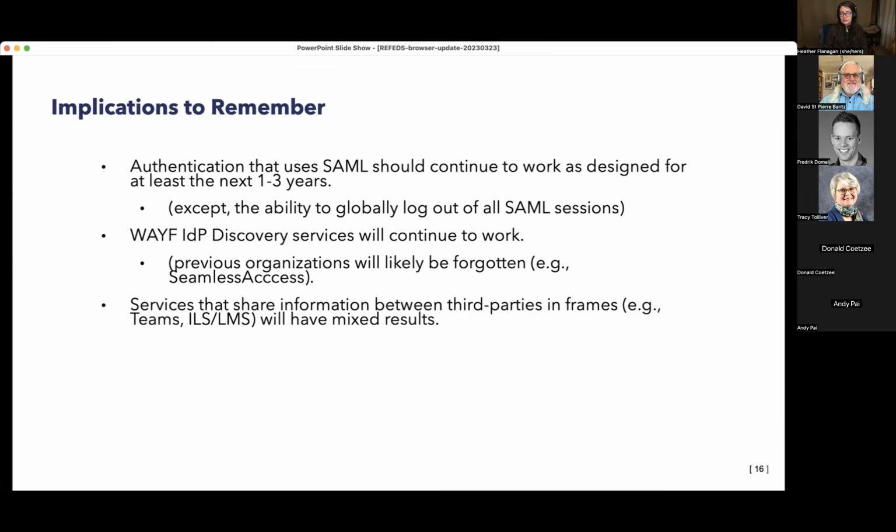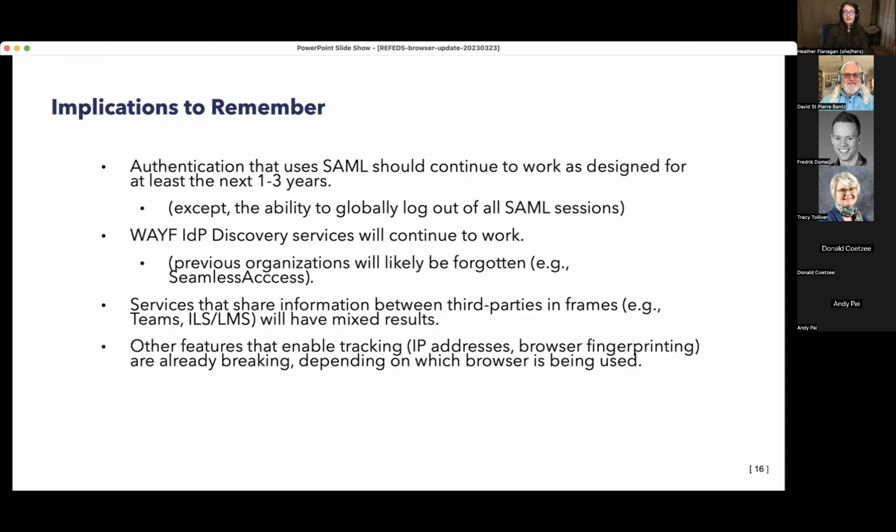Services that share information between third parties in frames, which is a big thing for learning management systems, and it's also big for things like Microsoft Teams, are going to have, at best, mixed results. If you try and use Teams through the browser on Safari, for example, it's not going to work. Microsoft knows it's not going to work. Apple knows it's not going to work. And the response to, well, that just doesn't work, is, well, then don't use Safari. There is no appetite to try and fix it. It's just not going to work, and everybody says that that's perfectly fine.